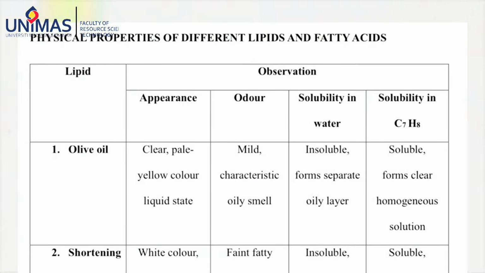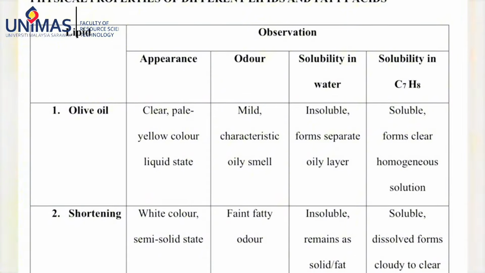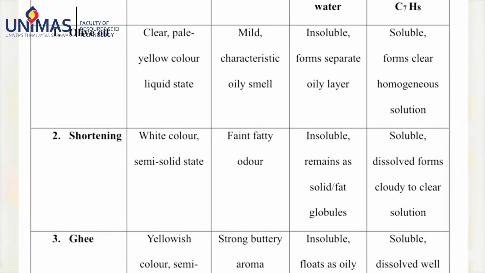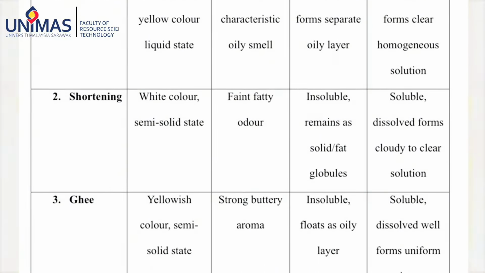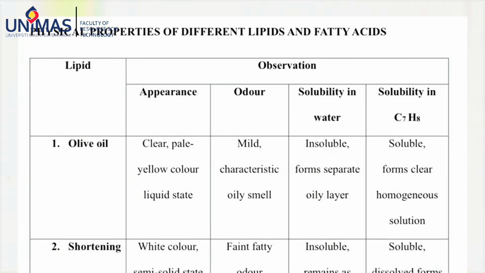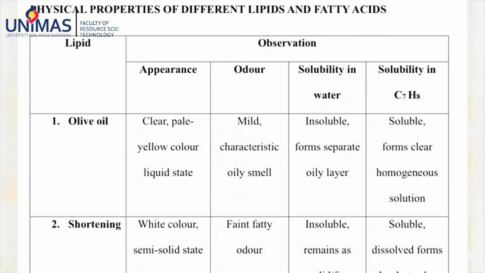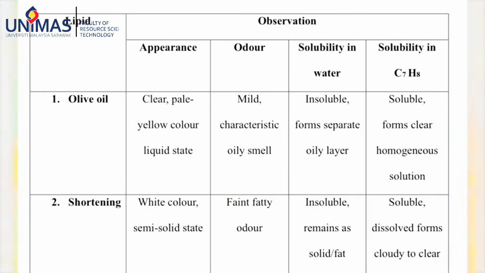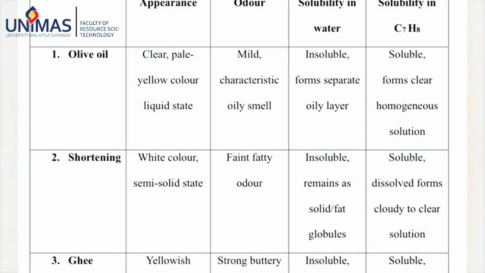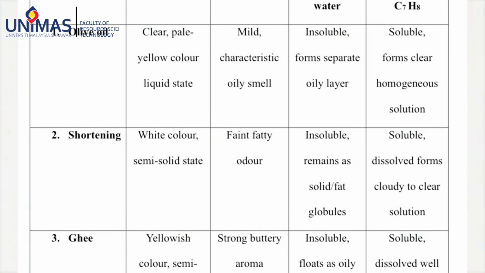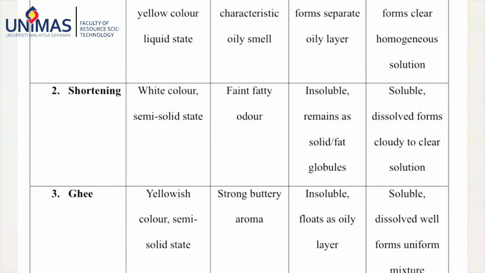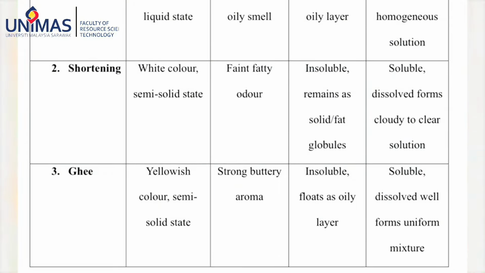The observation for the odor: olive oil is mild and has a characteristic oily smell. Shortening has a faint fatty odor and G has a strong buttery aroma. For their solubility in water, olive oil is insoluble and forms a separate oily layer. Shortening is insoluble and remains as solid or fat globules. And for G, it is insoluble and floats as an oily layer.